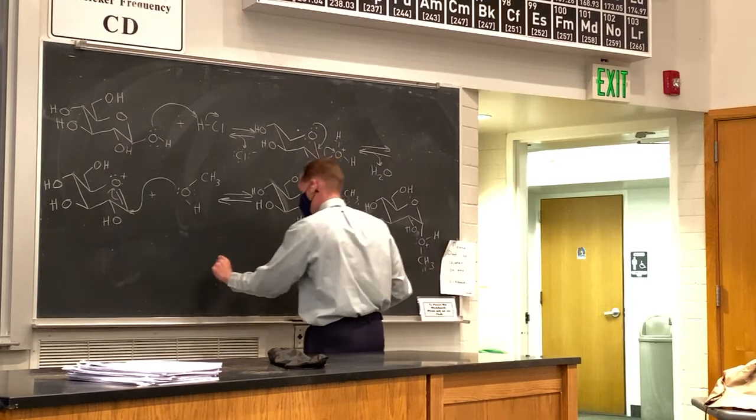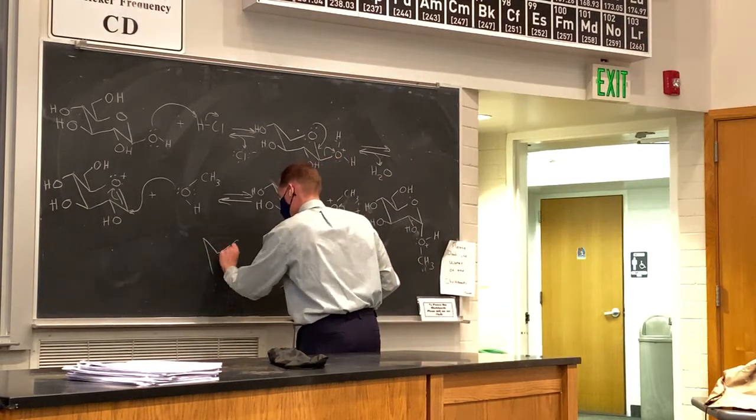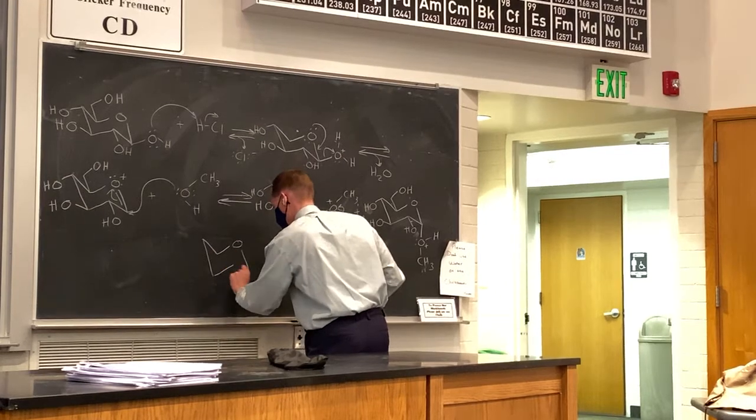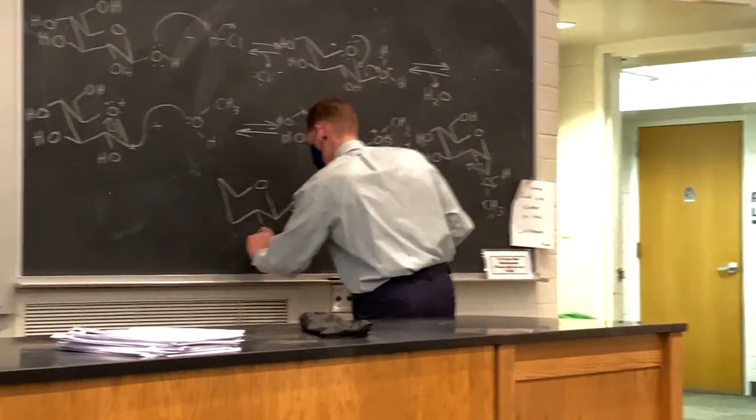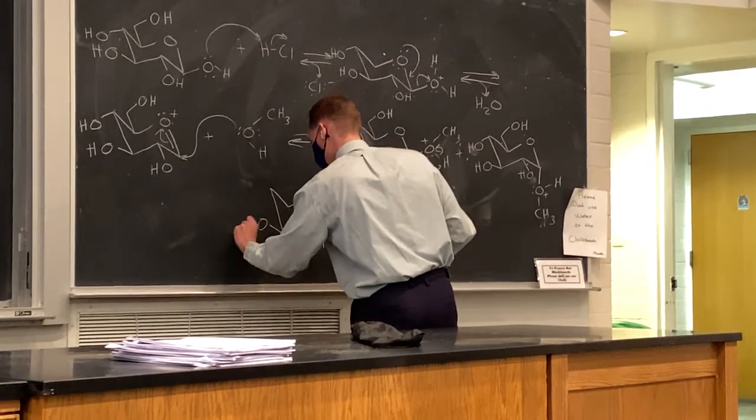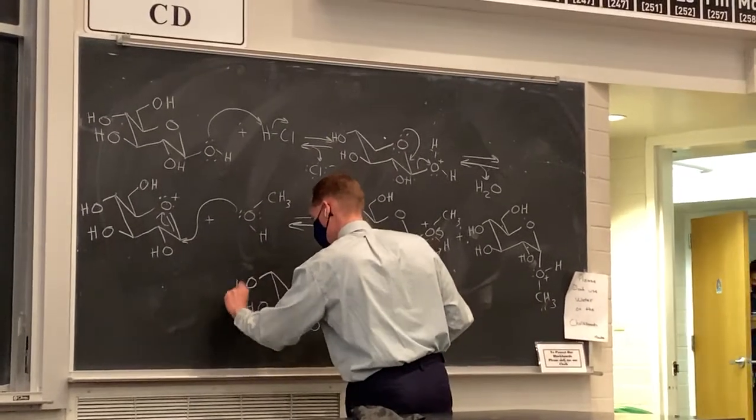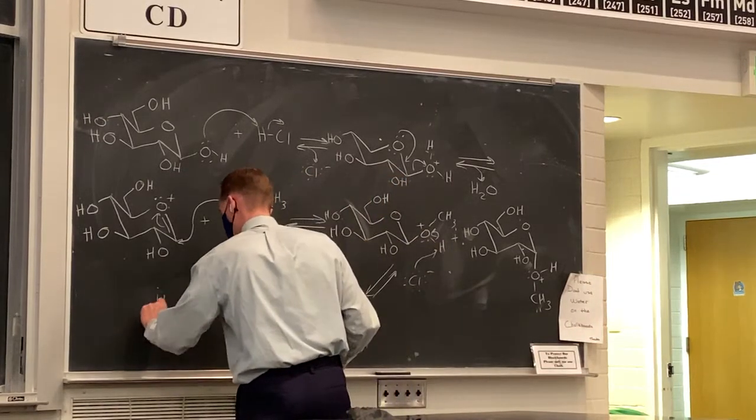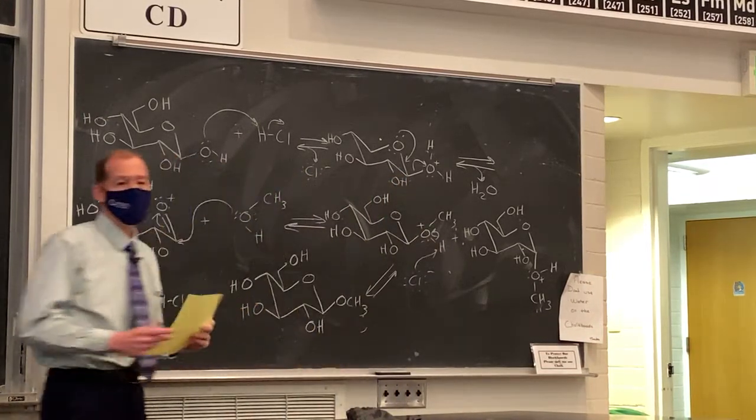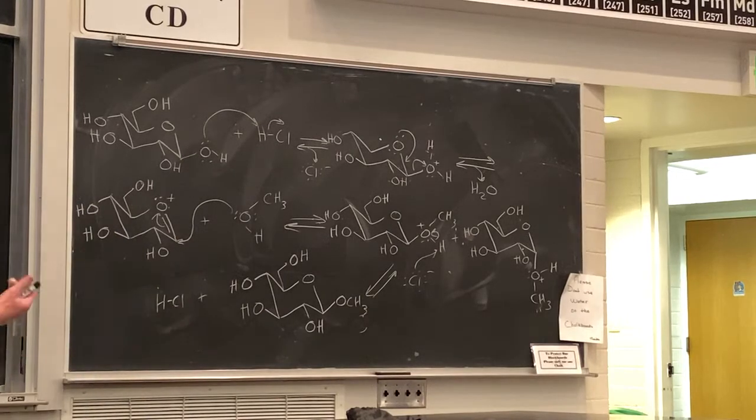We'll just show it here with making the beta. And we've reformed HCl. Okay. Any questions about forming glycosides?